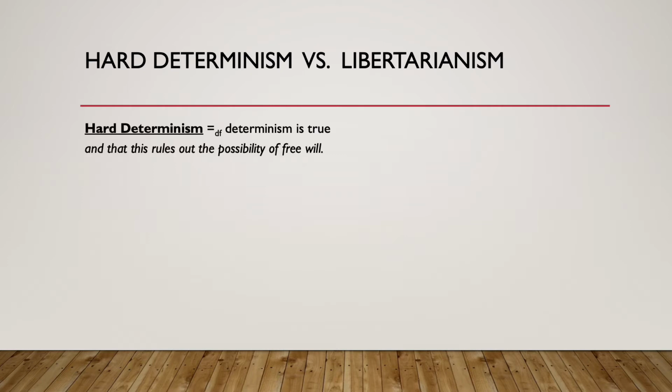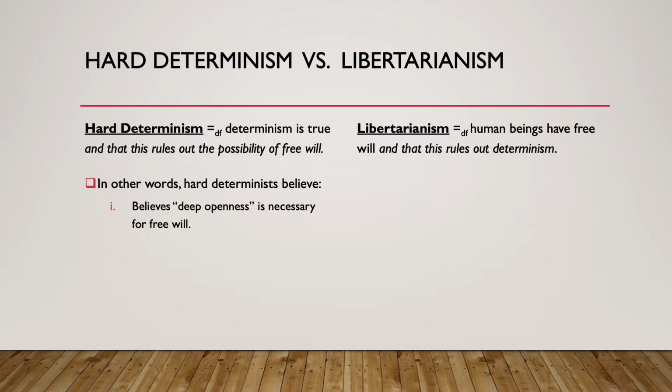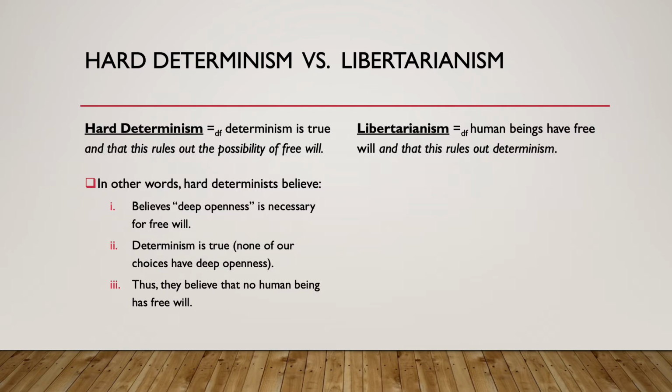The hard determinist view is that determinism is true and that this rules out the possibility of free will. The libertarian view is that human beings have free will and that rules out determinism. In other words, the hard determinist believes that deep openness is necessary for free will. So it has to be the case that you could have done something else. You could have chosen something else even if everything leading up to your decision was the same. But the hard determinist believes that we live in a deterministic universe, and so none of our choices actually have those alternative options. Thus, they believe that no human being has free will.